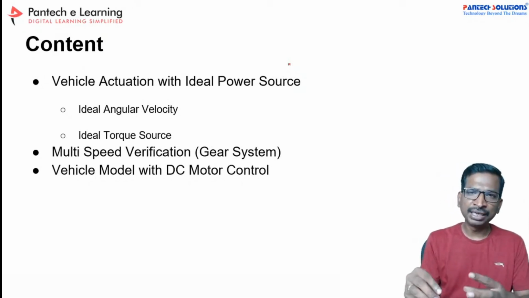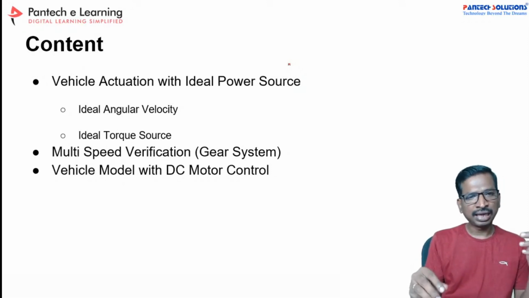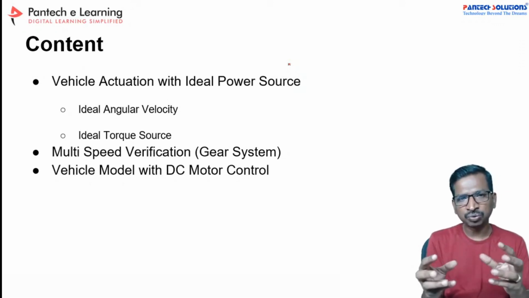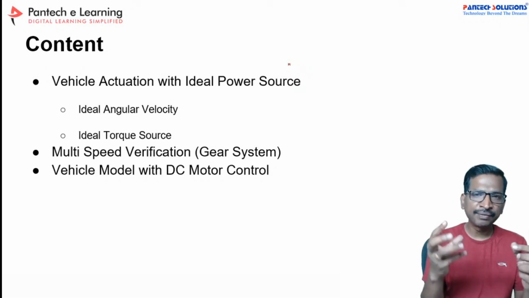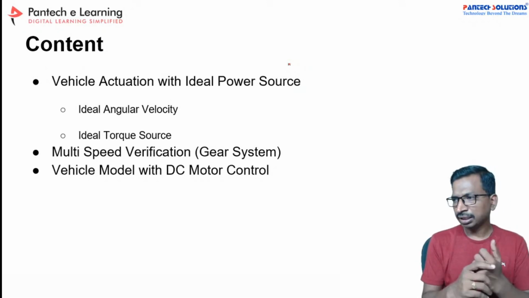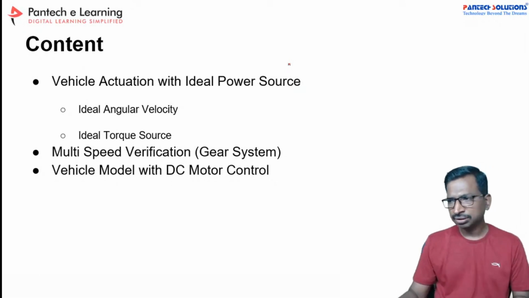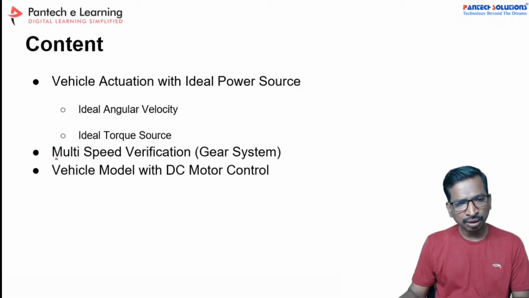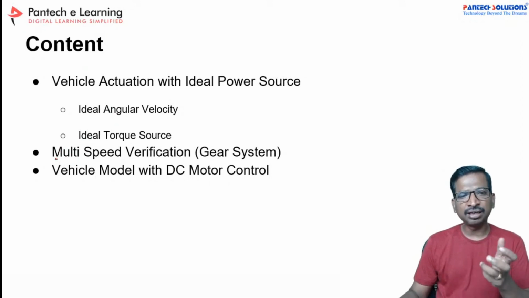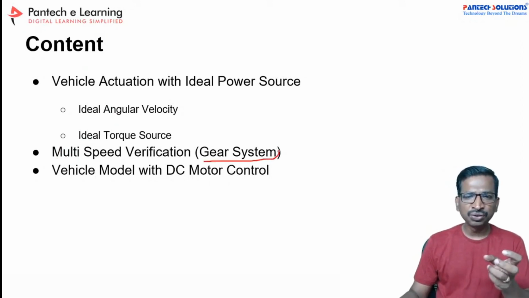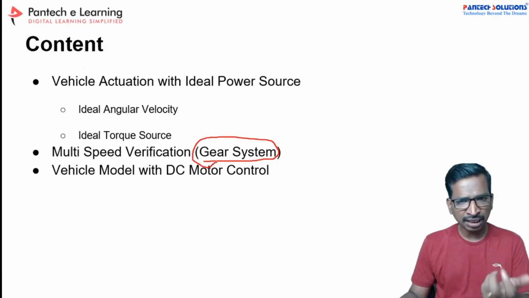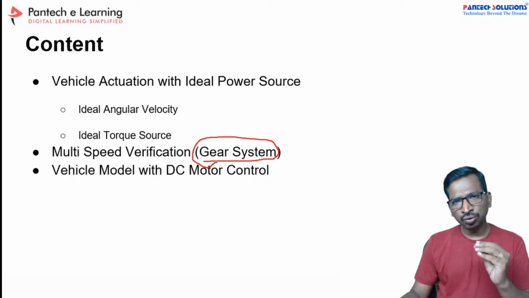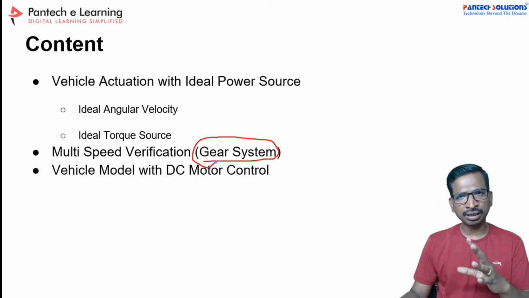Now we are going to excite the vehicle with ideal power sources, like an angular velocity source as well as a torque source. Those components are available in MATLAB. This means we can ensure that our vehicle can respond to any movement. Please keep engaged with the entire class. After that, we are going to design a multi-speed gear mechanism. Even though an electric vehicle does not require a gear mechanism, you can still go with gears. There is no limitation on whether you go without gear or with gear.